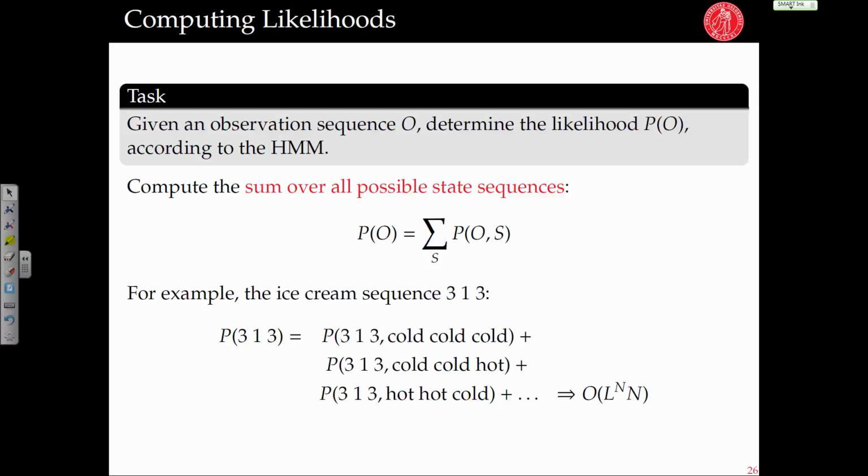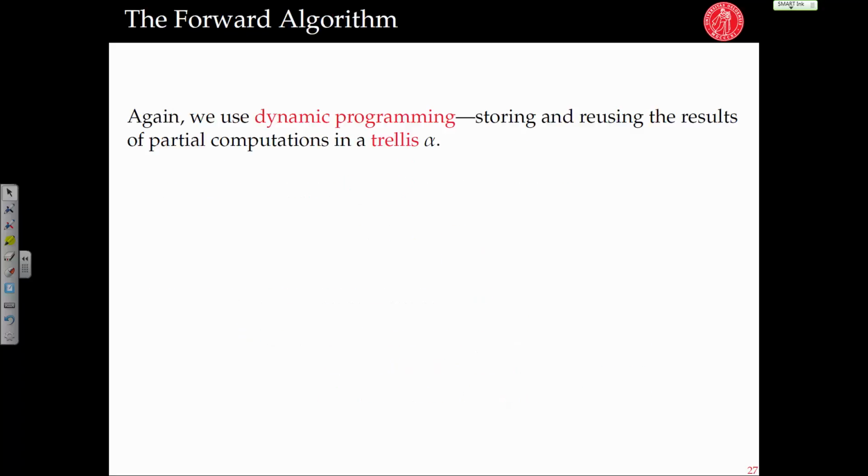But again, as you can easily see, this would have the same problem as before. If we have a large n and a large L, this is an exponential growth, so we can't actually do this. We can't just enumerate them all and sum. We need to apply, again, dynamic programming. Luckily, this algorithm is quite parallel to the Viterbi algorithm, as we will see.